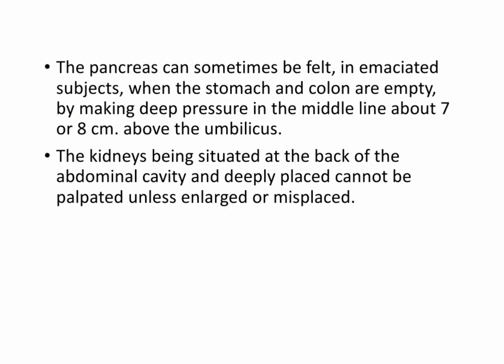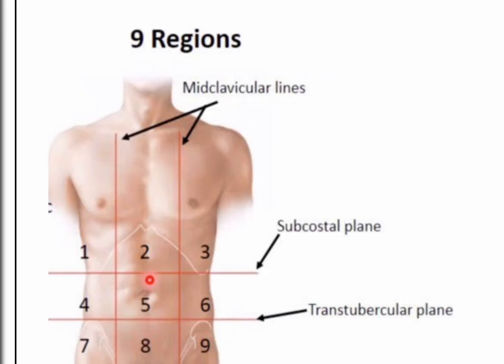Looking at the pancreas, it can sometimes be felt in emaciated subjects when the stomach and colon are empty by making deep pressure in the midline about 7 or 8 cm above the umbilicus. The kidneys, being situated at the back of the abdominal cavity and deeply placed, cannot be palpated unless enlarged or misplaced. The position of the inguinal canal is indicated by a line joining these two points.